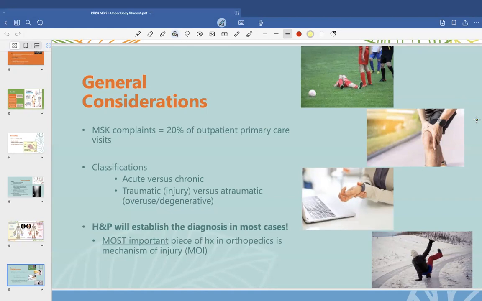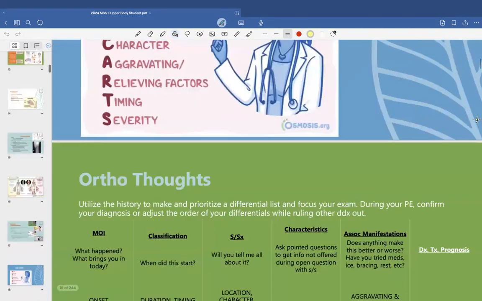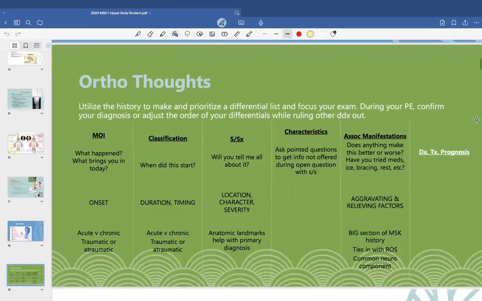What happened? Start with those very classic open-ended questions, as you go through your old cards. If we translate this into orthopedics, the first thing you want to know is mechanism of injury. What happened? What brings you in today? That's the office, the ER. Hopefully you're not meeting someone in the OR, and hopefully if you do, they're already asleep. But that's our onset. So that's the first thing we want to know.